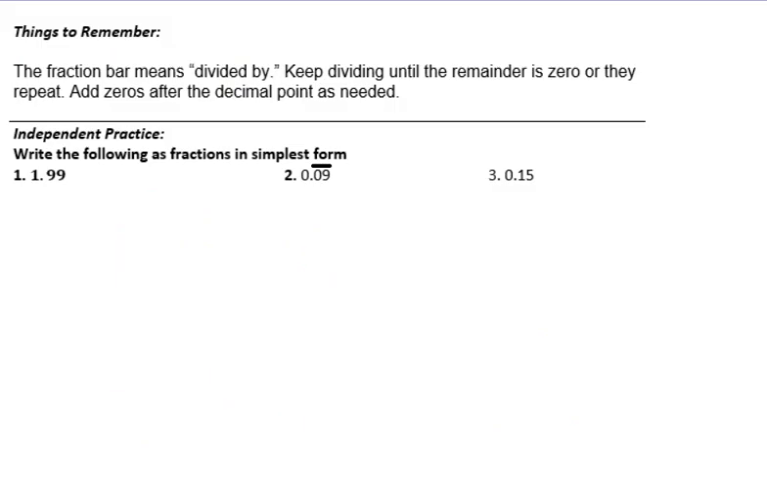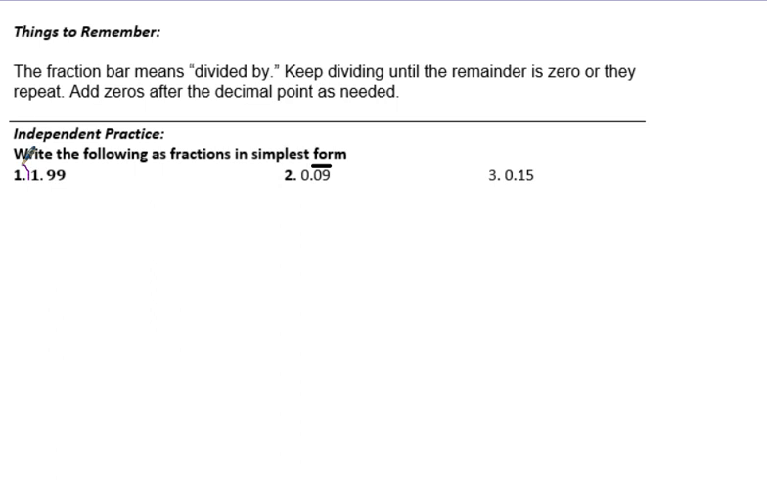Okay, so the main thing to remember is that the fraction bar means to divide by. Keep dividing until the remainder is 0, right? That's a terminating decimal. Or they repeat. Add zeros after the decimal point as needed. Okay, so we're mainly concentrating on changing decimals to fractions because changing fractions to decimals is division, which is something we do kind of all the time. So we really want to concentrate on decimals to fractions.